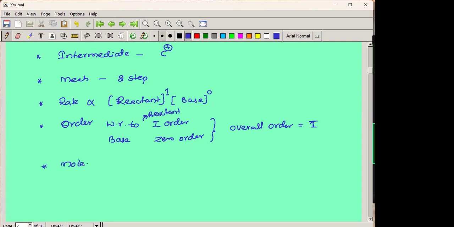No change. The molecularity, what is the molecularity? This is unimolecular. So why is it unimolecular? Now we discuss. So see here, what is our question?